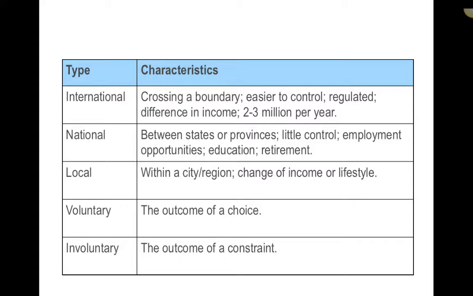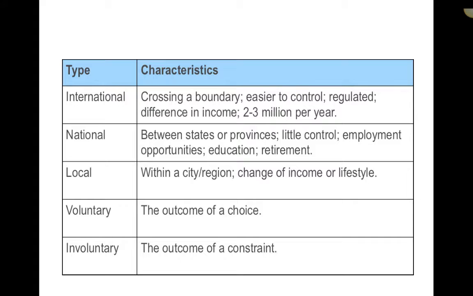So voluntary is because you wanted to move. So if you wanted to go to school at a different state or a different country, if you choose to get a job somewhere else farther away and you move, maybe you make more money and you want to upgrade.